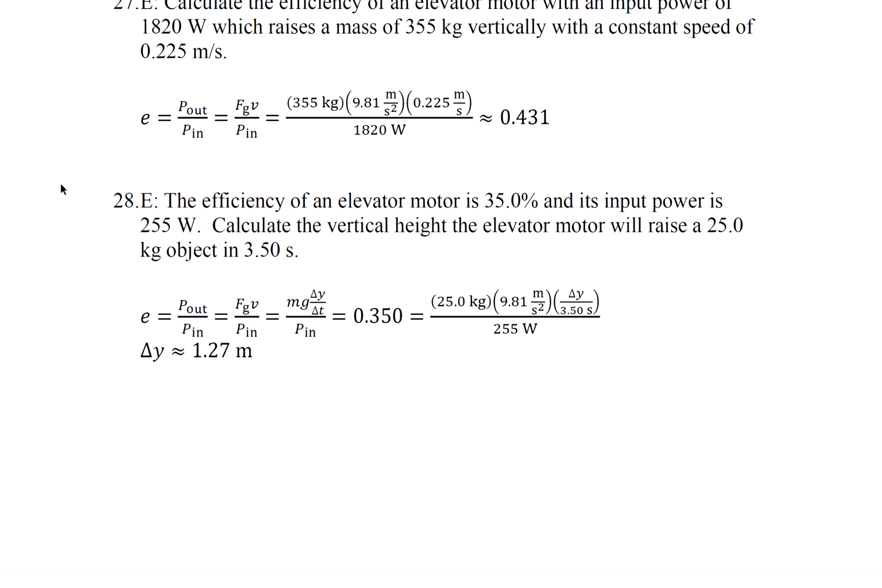Question 28. The efficiency of an elevator motor is 35% and its input power is 255 watts. Calculate the vertical height the elevator will raise a 25 kilogram object in 3.5 seconds. So you can see we're solving for delta y.